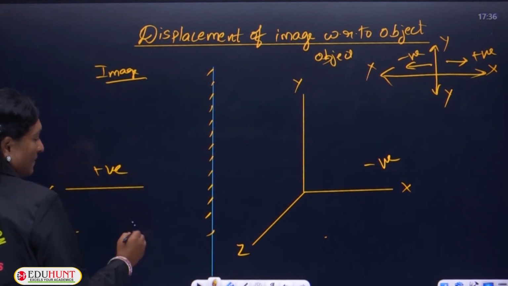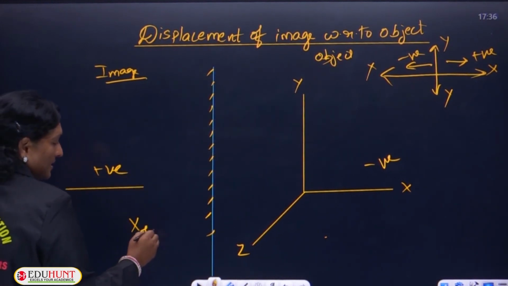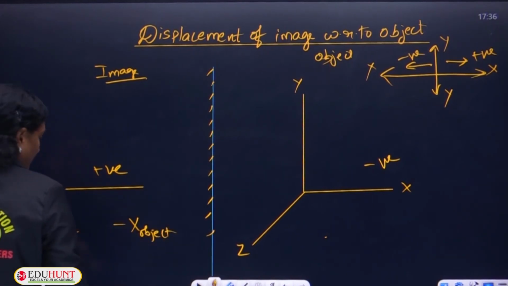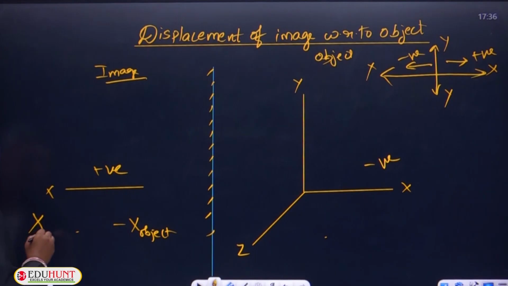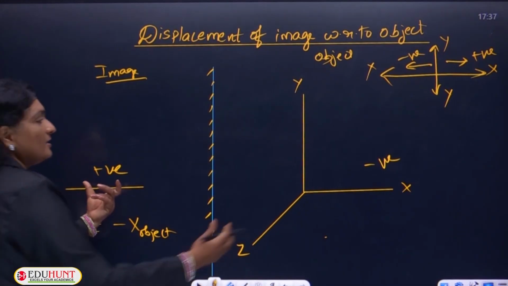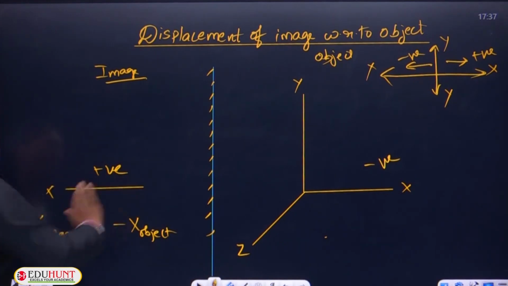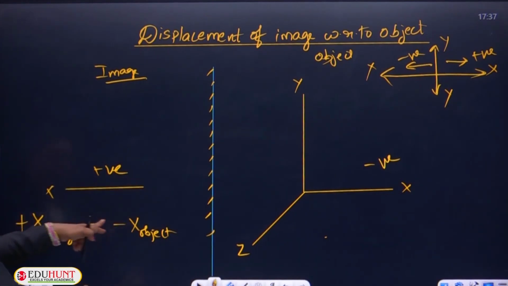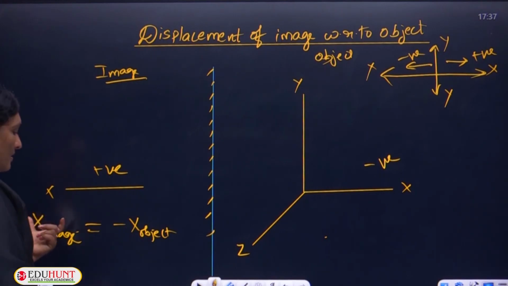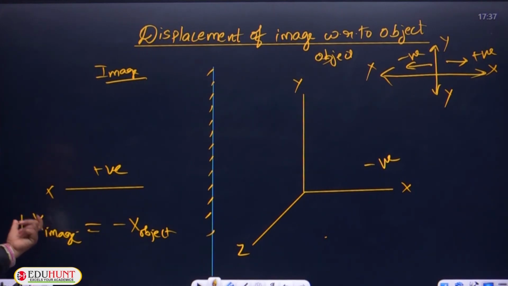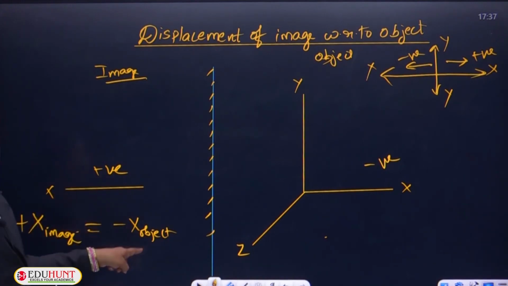If the displacement of the person along the x-axis is taken as negative, the displacement of the image along the x-axis is taken as positive, but the magnitude remains the same. So whatever distance is covered by the object, the same distance is covered by the image but in the opposite direction. Hence we can conclude that the distance travelled by the image along the x-axis is equal to, but opposite in direction to, the distance travelled by the object.